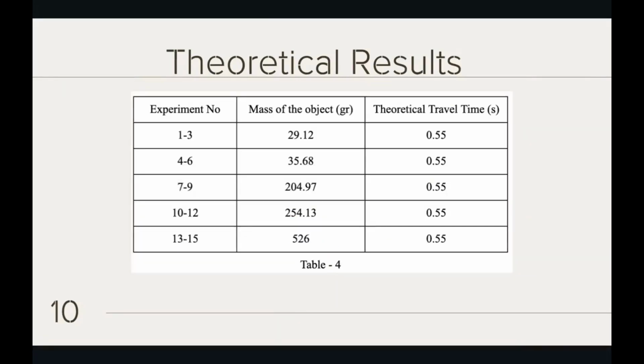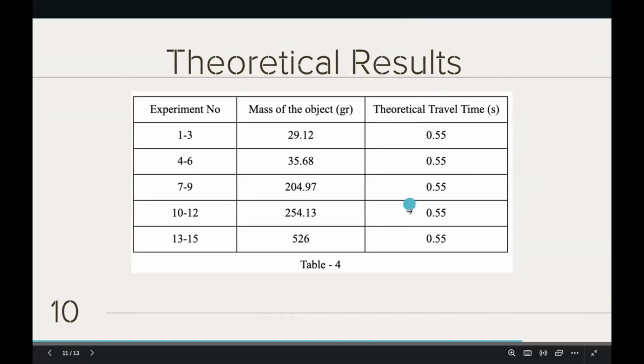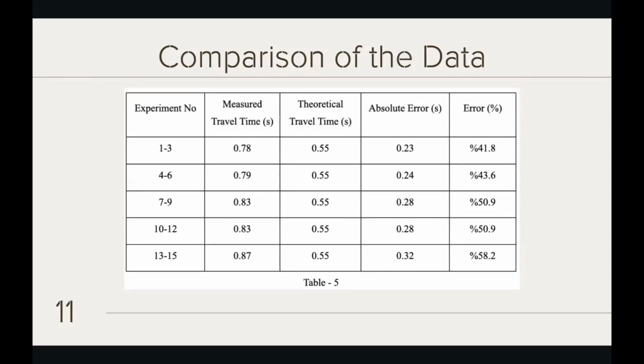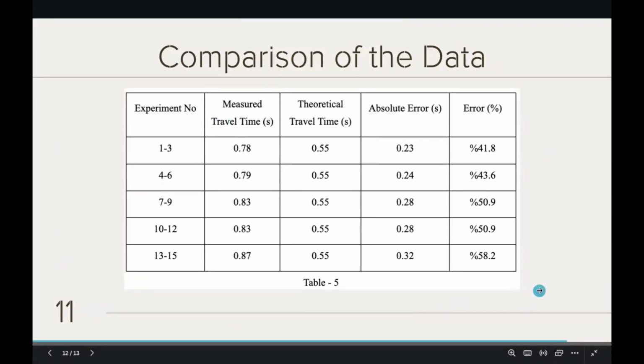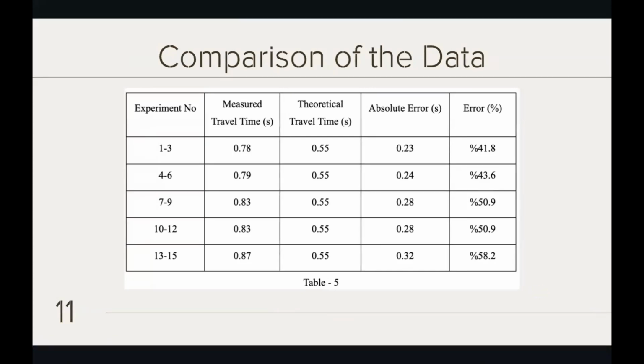Expected travel time is calculated according to kinematic equations and Newton's second law in the theory section. And this is my comparison of the measured and the theoretical data. You can see the difference from this table, and the average of the errors is approximately 49%. In conclusion, this experiment showed that there is no correlation between mass and travel time of objects on an inclined plane.